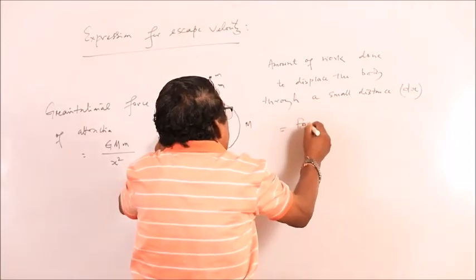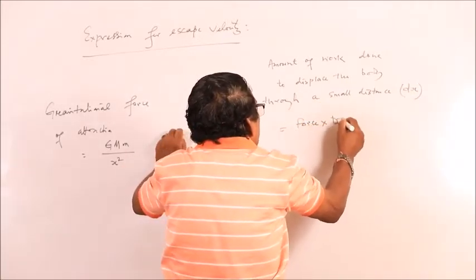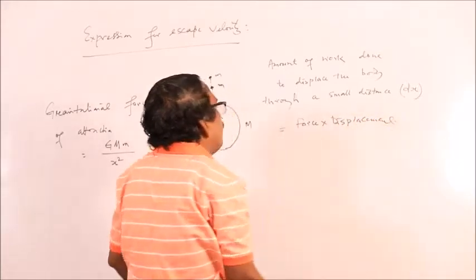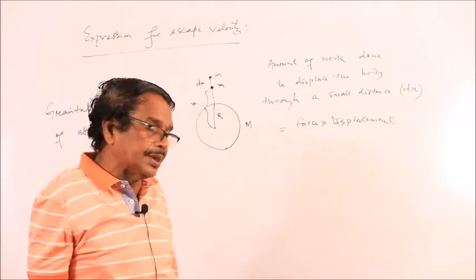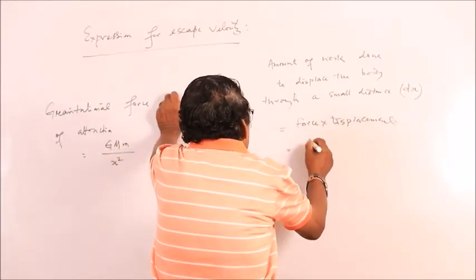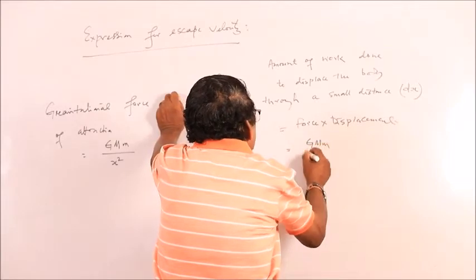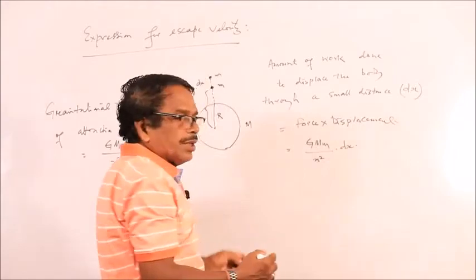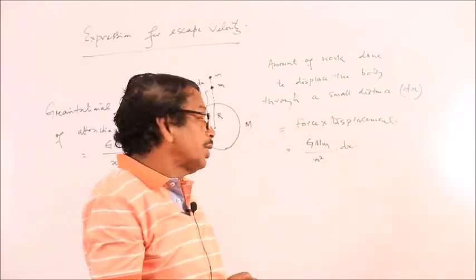Force into displacement. Work done is force into displacement. Amount of work done to displace the body through a small distance dx is equal to force into displacement, and your force is how much? G M m by x square, displacement dx. So, this is the work done to displace the body through a small distance dx.